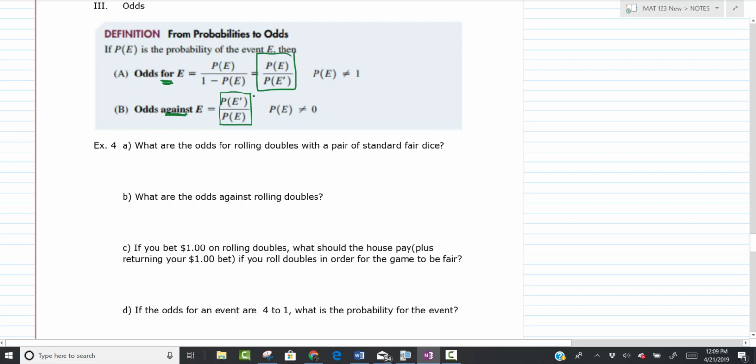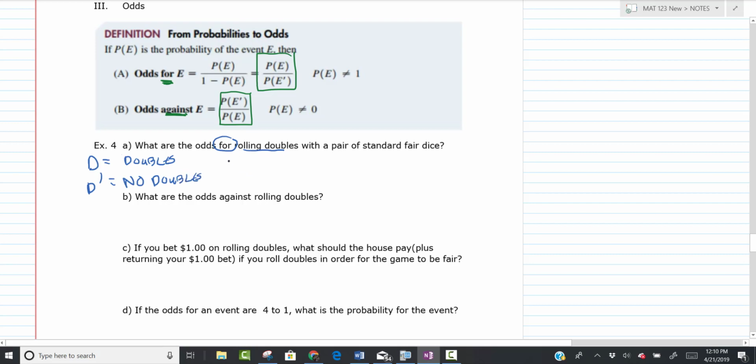So what we're going to do is look at probabilities and then start talking about odds. Down on this example, what this says is, what are the odds for rolling doubles with a pair of standard fair dice? Here's basically what we want to do. Let's define our events like this. I'm going to say D is doubles, you get doubles. D prime would be you're not getting doubles. Those 2 probabilities would add up to 1.